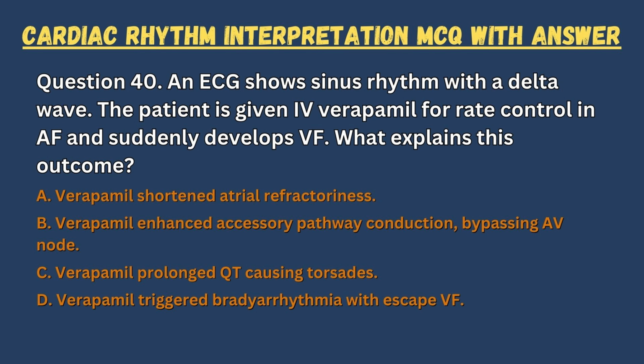Question 40. An ECG shows sinus rhythm with a delta wave. The patient is given IV verapamil for rate control in AF and suddenly develops VF. What explains this outcome? A. Verapamil shortened atrial refractoriness. B. Verapamil enhanced accessory pathway conduction, bypassing the AV node. C. Verapamil prolonged QT, causing torsades. D. Verapamil triggered bradyarrhythmia with escape VF.